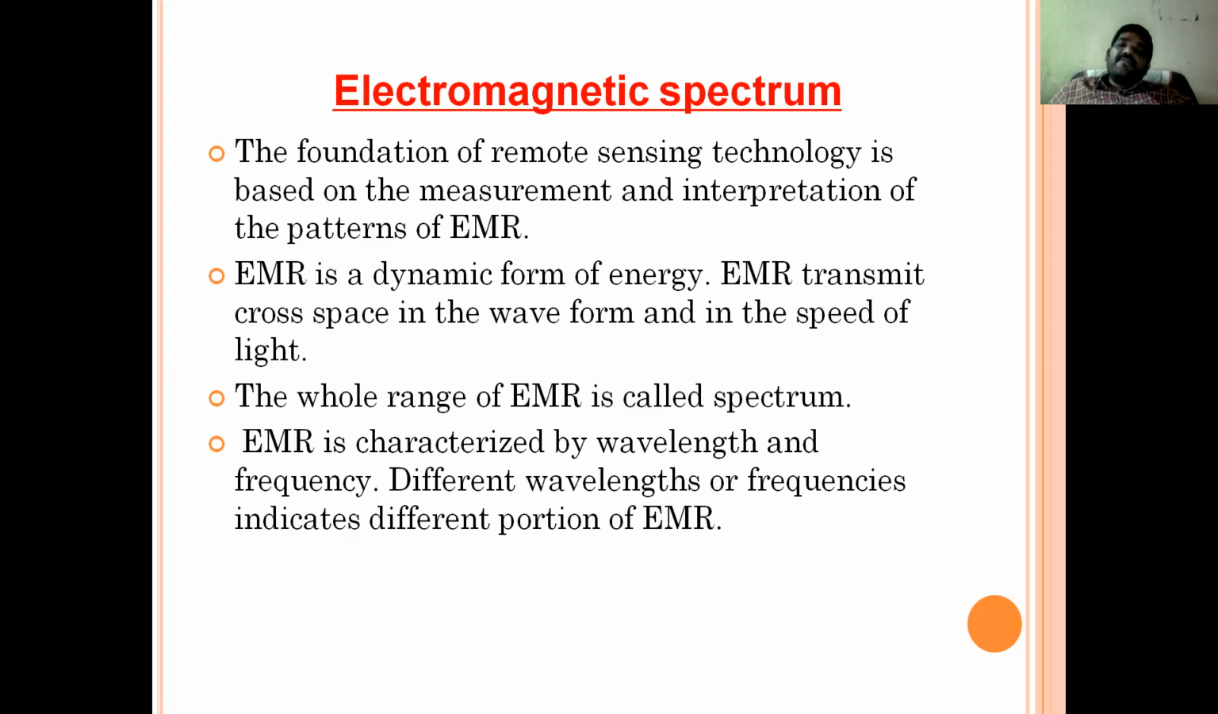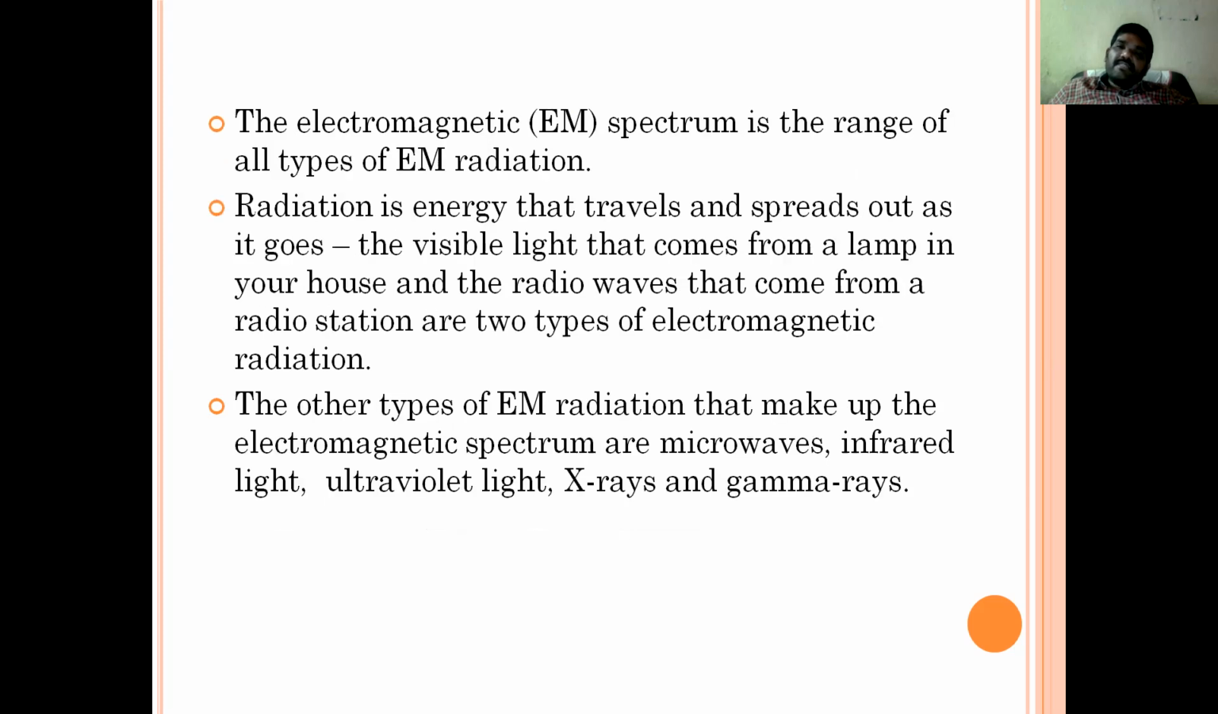Different wavelengths and different frequencies characterize different portions of EMR. What I want to convey in this slide is that all the different wavelengths and different frequencies constitute the electromagnetic spectrum. In the third point, the radiation is energy that travels and spreads out as it goes. The visible light that comes from a lamp in your house, and the radio waves that come from a radio station, are two types of electromagnetic radiation.